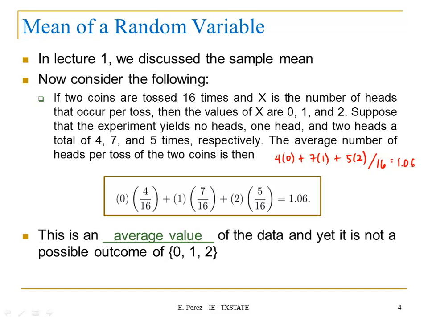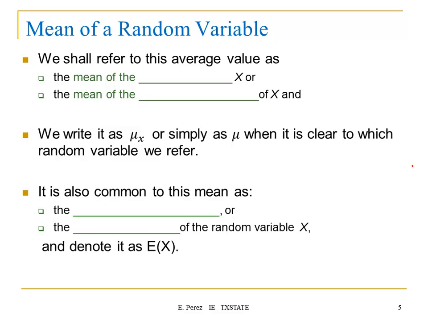So just keep in mind, we're trying to calculate the mean of random variables. Okay? Not the sample. We are looking at the random variable itself, the value of the outcomes of your experiment. Okay? So we shall refer to this average value as the mean of the random variable x, or the mean of the probability distribution of x. And the way we're going to represent these is different. You remember the symbol that we used to represent the mean was x bar, right?